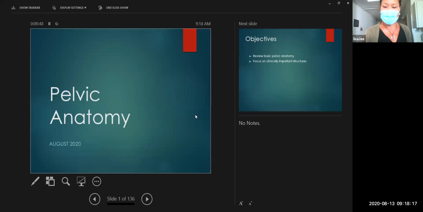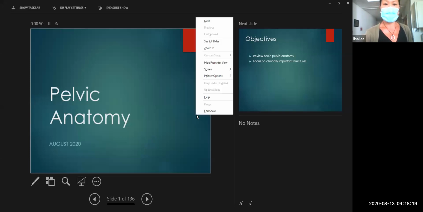Pelvic anatomy is important for us. Let's see if I can do the click through. Oh, I have to click down here. Oh, this arrow maybe. Okay, I have to click it here.